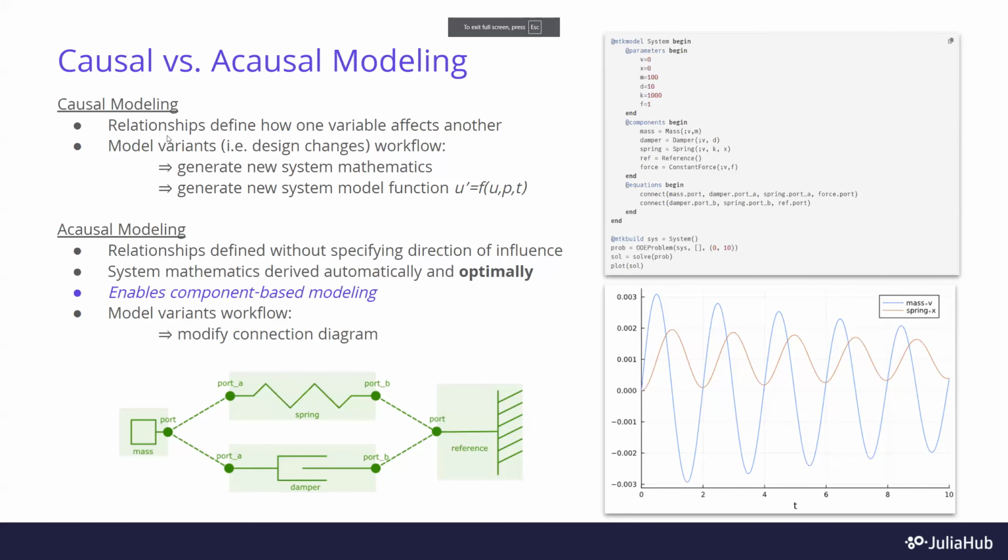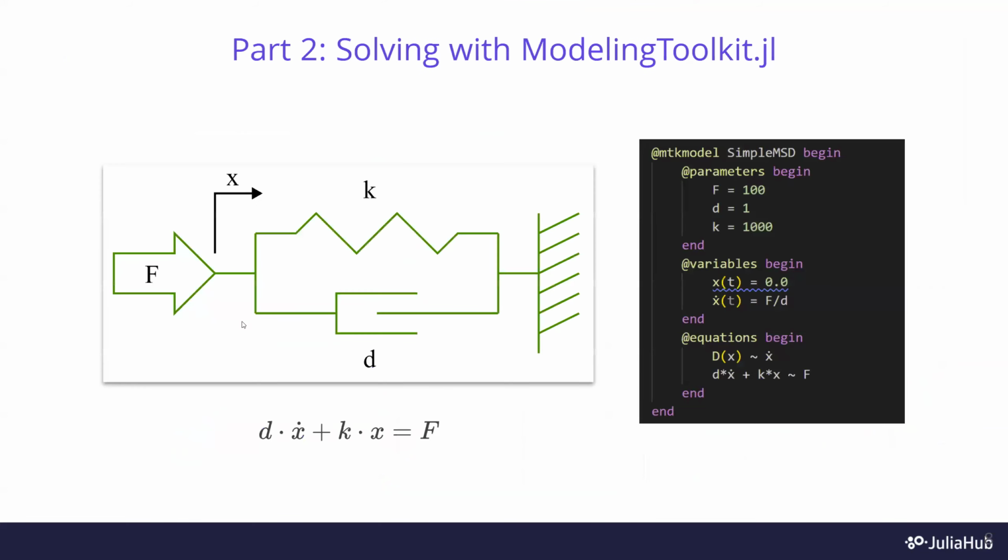So whenever your model varies, like any changes in your design or your workflow, you need to generate new system mathematics and new model functions, because you need to organize everything in your system so that outputs are on one side and inputs on the other, because relationships are defined that way. In acausal modeling, however, relationships are defined without specifying the direction of influence, sort of like how we defined this equation right here. We didn't say x drives x dot or x dot drives x or anything like that.